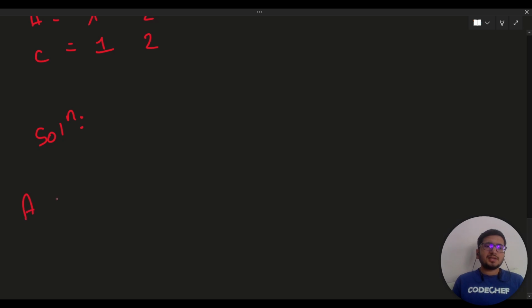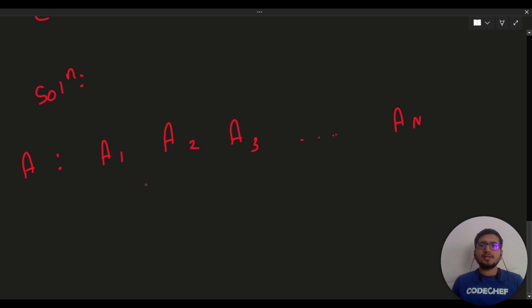As we have seen in our array A, we need to delete everything: A1, A2, A3 till AN. All of these elements have to be used. So our cost will include all the elements in our array A. But that is not the case with our array C. In C, we can choose which one to use.